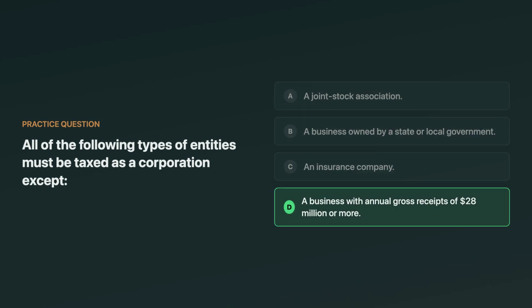The correct answer is the business with annual gross receipts of $28 million or more. There's no gross receipts threshold that automatically forces corporate taxation. The other choices are examples that can be treated as corporations based on their nature under the classification rules. The tempting trap is thinking big business equals corporation, but size alone doesn't do it.